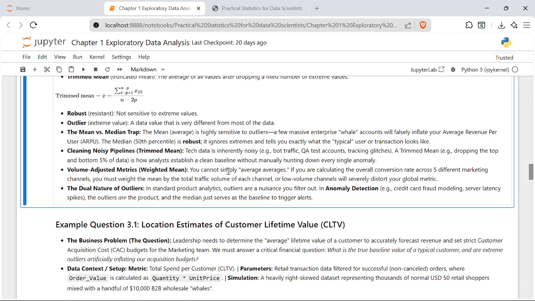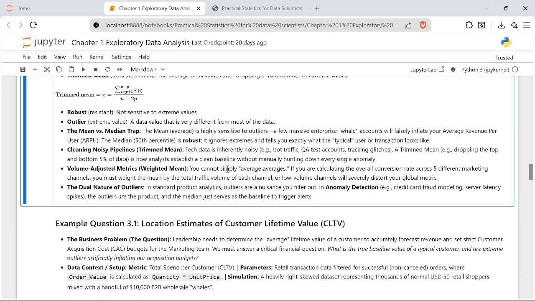Cleaning noisy pipelines: trimmed mean. Tech data is inherently noisy: bot traffic, QA test accounts, tracking glitches, etc. A trimmed mean, for example dropping the bottom and top 5% of data, is how analysts establish a clean baseline without manually hunting down every single anomaly.